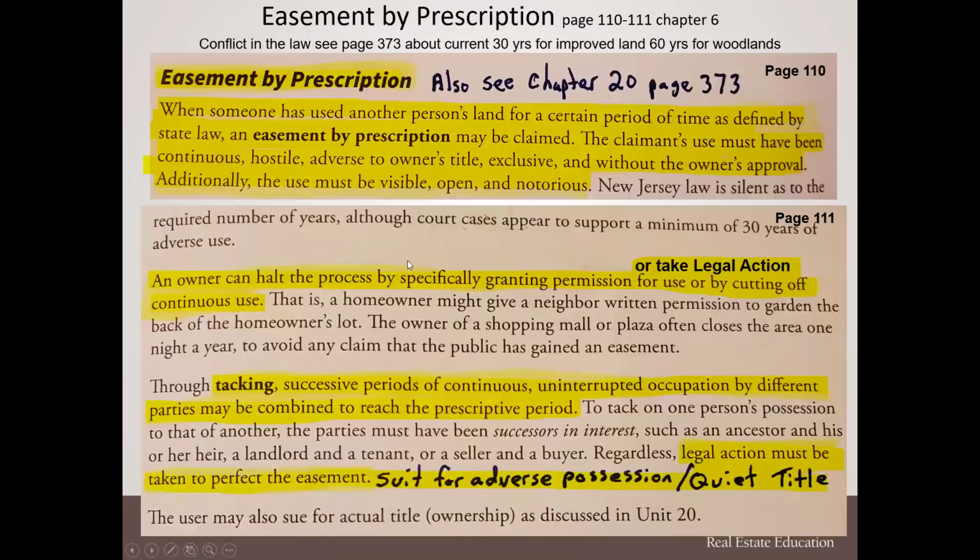All right. And then, okay, so this is when we go back to chapter 6. You don't need to go there and highlight this and put these notes quite yet. When we get to chapter 6, you'll see this slide again with these highlights on it. So this is on pages 110 and 111. And it talks about some of these things as well: the easement by prescription, legal action to get the property, tacking, what tacking is, and suing for possession and quiet title.